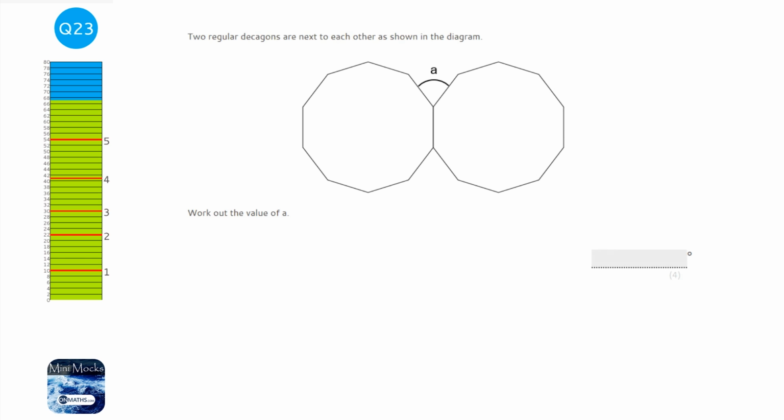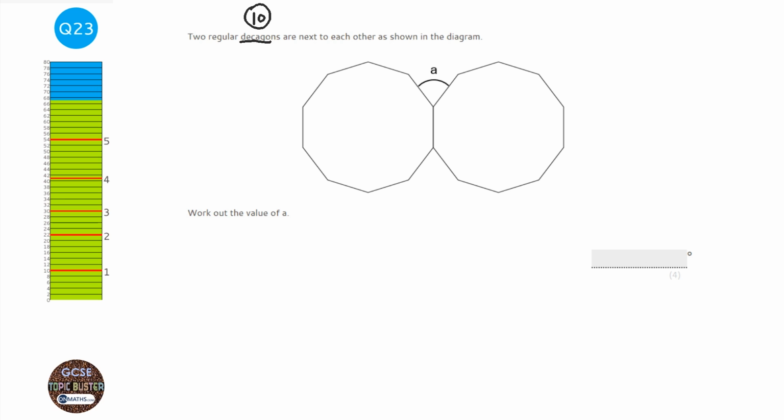So this question looks quite complicated at first, but actually there are two very simple-ish ways of doing it. We've got 2 decagons, and so that means they are 10-sided, and you can just count the sides if you want, but if it says it's a decagon, I trust it, it's a decagon.